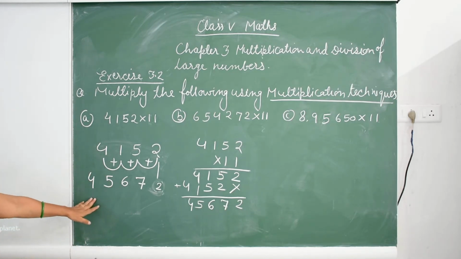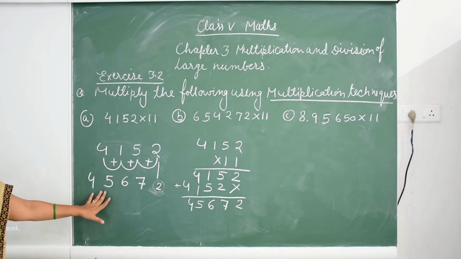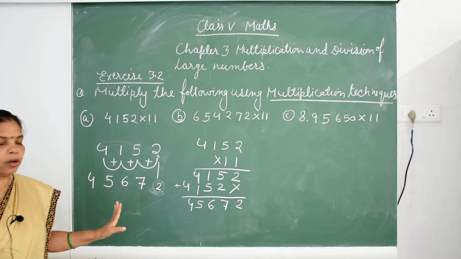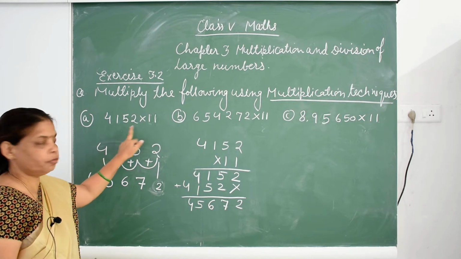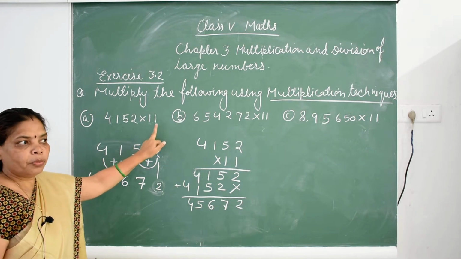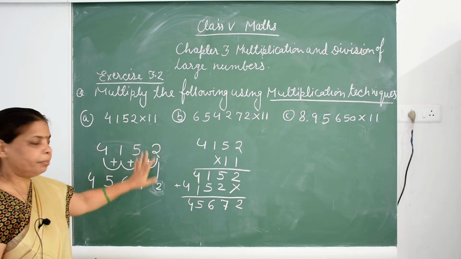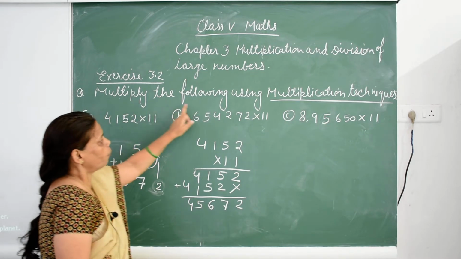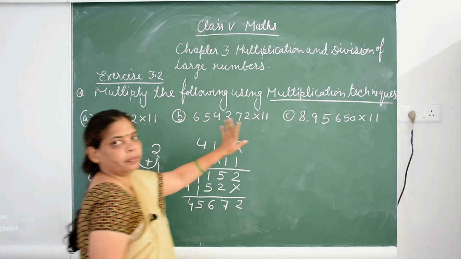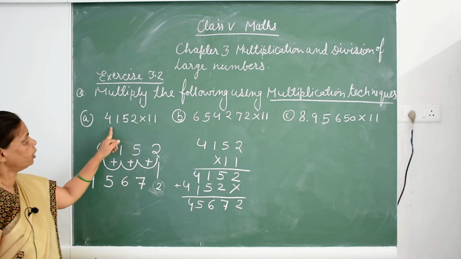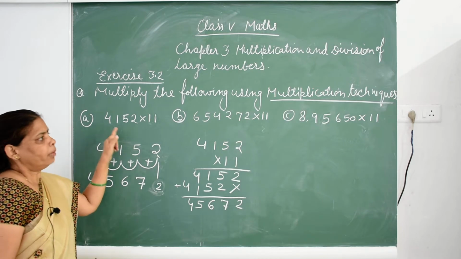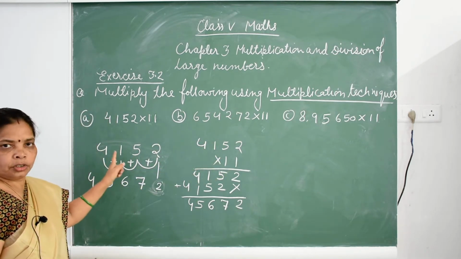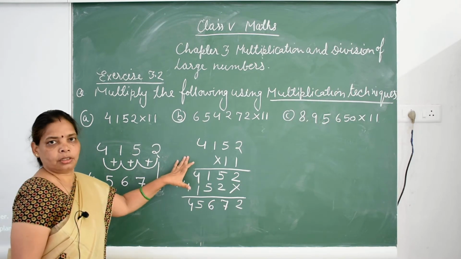Understand children? This is the short method and short trick to do the multiplication. This method you can apply only when you multiply any number with 11. Whenever we have to multiply a number by 11, only then you have to follow this trick. Understand? Multiply the following using multiplication technique. Children, if it is given in the question that multiply using the multiplication technique, you can apply only this trick. Don't do it like this. Understand?